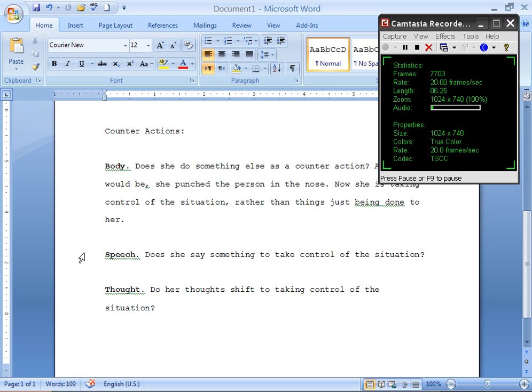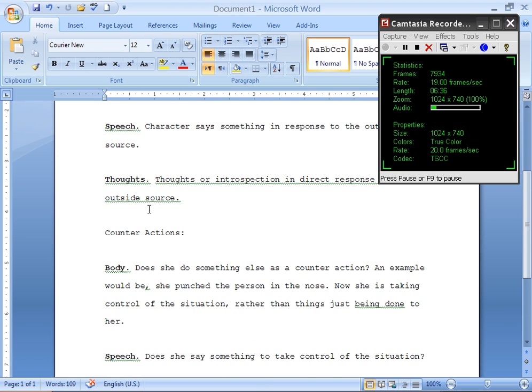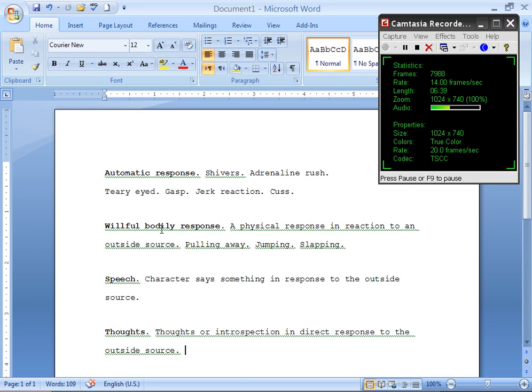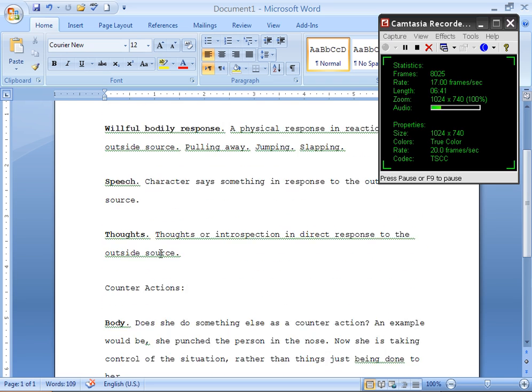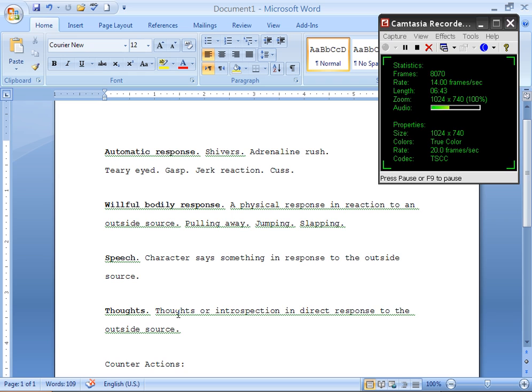Also, as a counteraction, what's the speech? Does the person say something now to take control of the situation, and do their thoughts change to take control of the situation? So these are the points you want to go through when editing, and also try to keep in mind. The more you practice doing these points, the more you edit doing these points, the better. So you might want to practice writing a short story, doing everything you've learned in this series, writing the inhale scene, exhale scene, and think of the worst thing that happened.